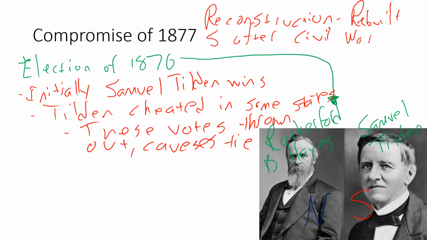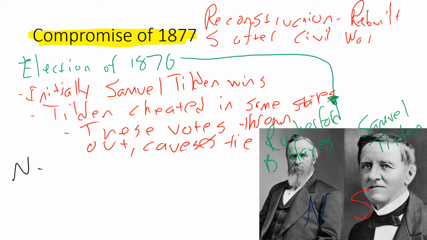To figure that out, we come up with what's called the Compromise of 1877. So the election of 1876 leads to this compromise. And the way compromises work, each side is going to get something. You have to make each side happy. Each side has to give up a little bit, but they also get something. The North sits down at the negotiating table and says, look, you have to give us Rutherford B. Hayes as president. He's our guy. He won the election. He didn't cheat. And the South goes, you know what?